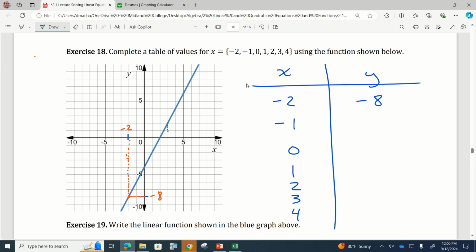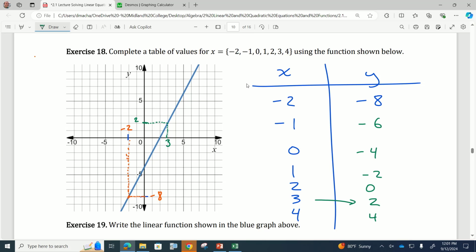If x is 3, +3, you travel only vertically to get to your line, and then you travel only horizontally again to get to your y value. And so this x equals 3 corresponds to y equals 2. And you can fill in the rest of the table the same way.